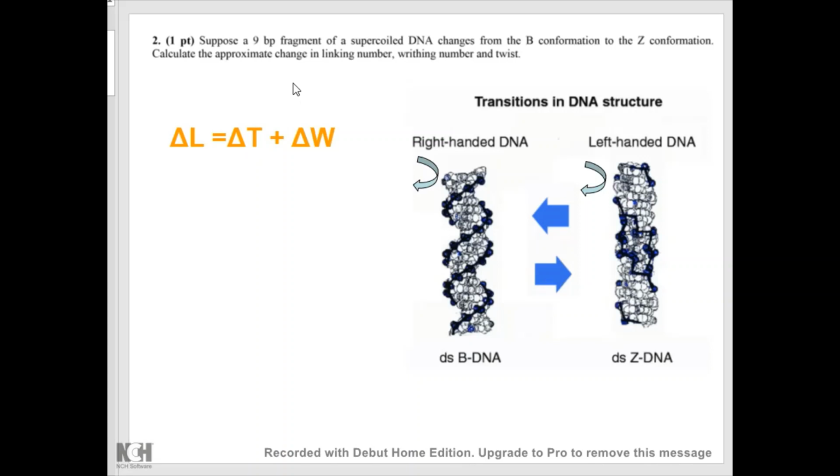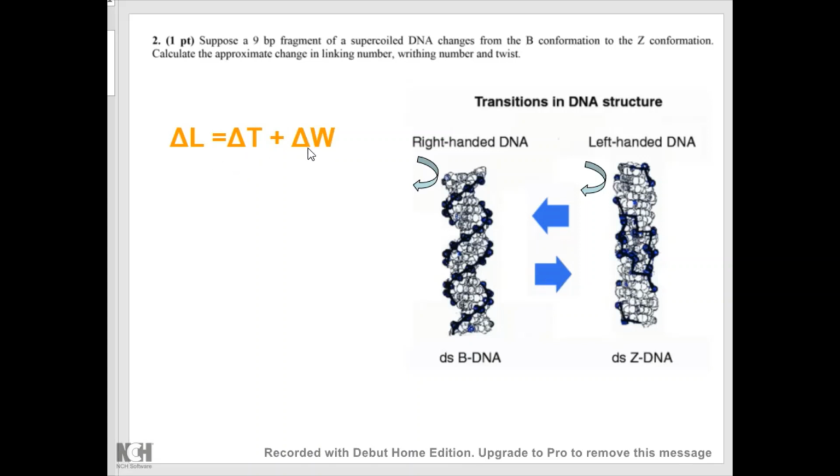Question number 2. In this question, we have to find the change in the linking number, writhing number, and twist upon conversion of a 9 base pair fragment of a supercoiled DNA from the B to the D conformation. This problem refers us back to the supercoiled DNA part of our course, in which we learned that linking number is connected to twist and writhing number by these relationships, and the same is true for the change in linking number, twist, and writhing number.